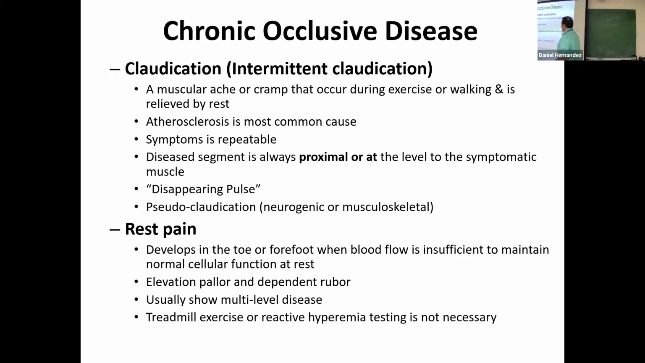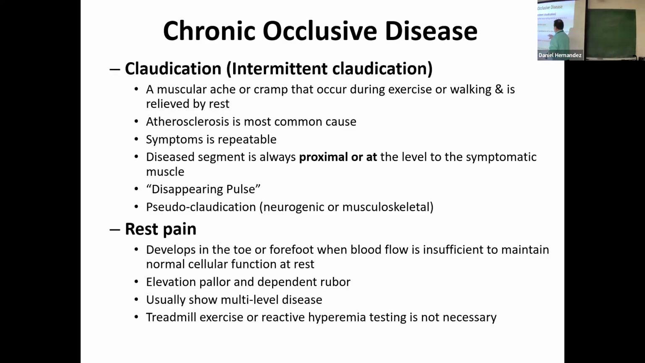With claudication, the disease segment, where that blockage or narrowing is, is always proximal to or at the level of the symptomatic muscle. If I'm having that cramping in my calf, the disease segment could be where that cramping is or any vessel proximal to it. In my calf, it could be the popliteal artery, femoral artery, common femoral artery, or external iliac artery. If it's both legs, it could be in my aorta, and I would have cramping probably in both calves.